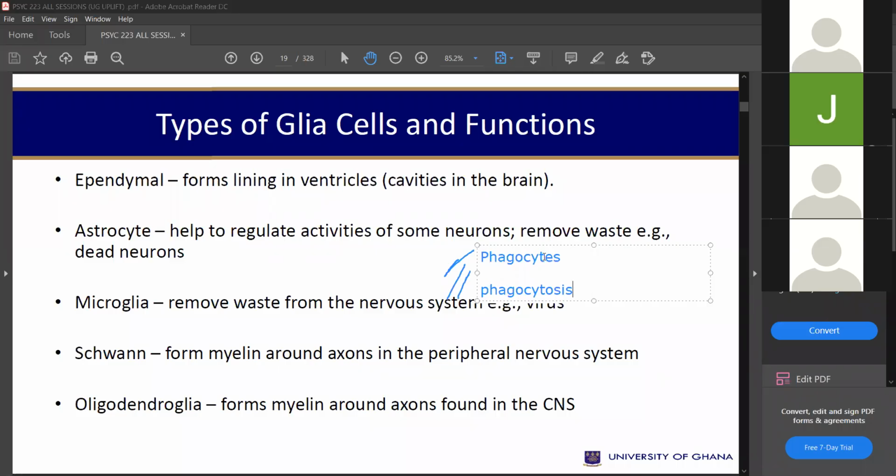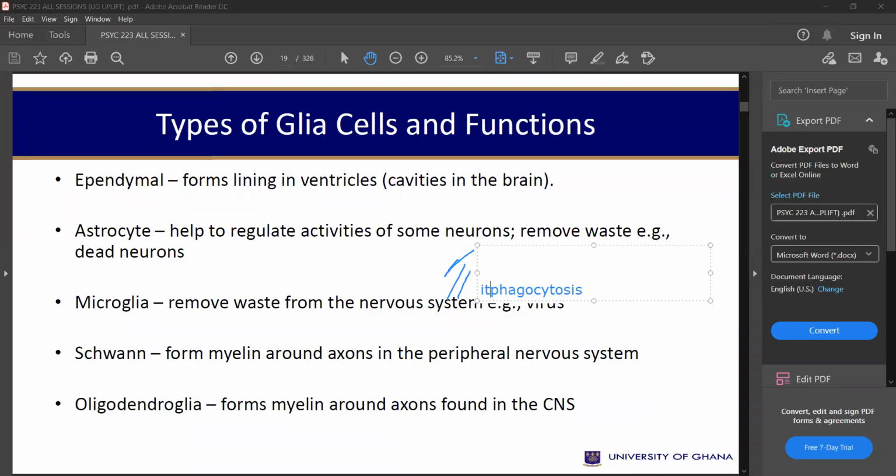Okay, so the next one is microglia. It removes waste substances, especially bacteria and virus from the cell. In most books, they normally say that it serves as phagocytosis. It means the same thing. I hope you can see what I've written, phagocytosis. What this implies is that it removes waste, especially virus and bacteria, from the nervous system or from the cells. That's what it simply implies.